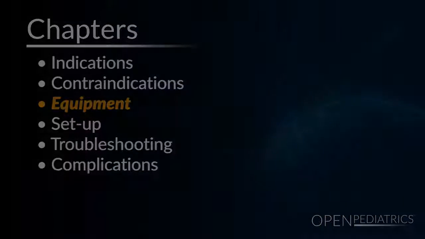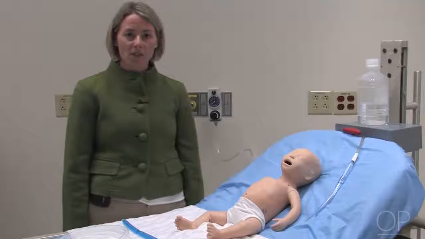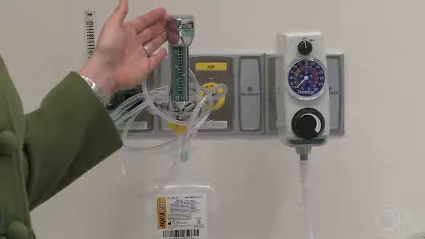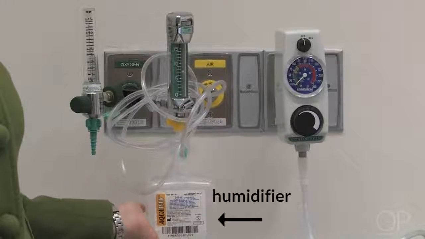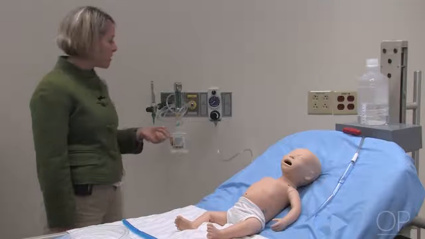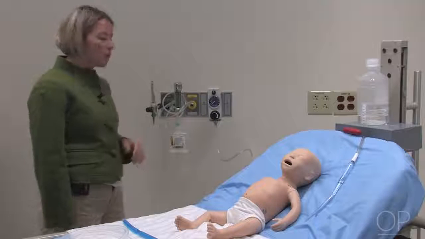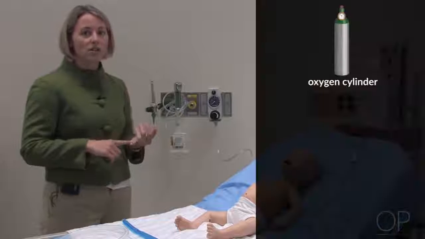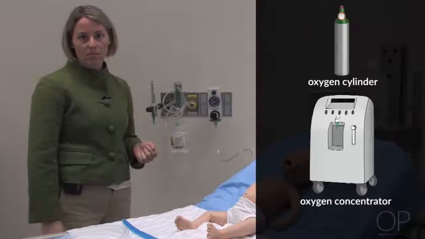Equipment. I'm now going to go over the equipment that's necessary to set up the bubble CPAP system. The first thing that you'll need is an oxygen source, and I have a source here that's connected to my in-wall oxygen. I've also attached a humidifier that will allow humidification to the baby, which will make the system more comfortable for the baby to breathe. You'll need some sort of tubing to connect this to the system. You can also use whatever type of oxygen source you have at your hospital, such as an oxygen cylinder or an oxygen concentrator, as long as you have enough flow to make the system bubble, which I'll explain in a few minutes.